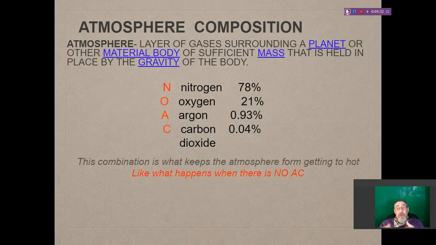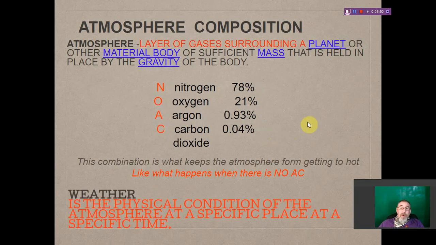So the way we can remember nitrogen, oxygen, argon, carbon dioxide is the little acronym NOAC. No AC means it's going to be too hot to live. And that's why those chemicals in the atmosphere are important. Now, when we start talking about the atmosphere and temperatures and stuff like that, we also have to think about the weather.